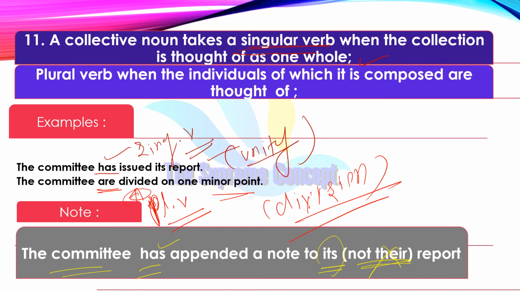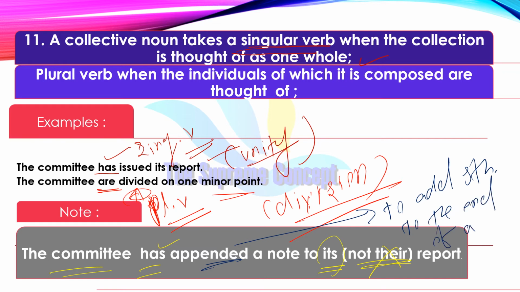And if you don't know what appended is, appended. Append means to add something to the end of a written document. So the committee has appended, added something to its report.